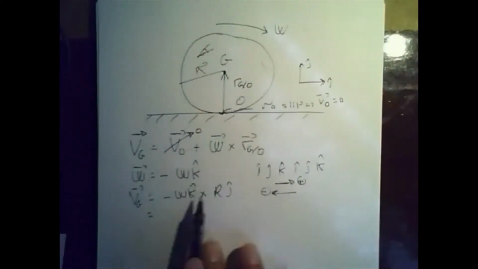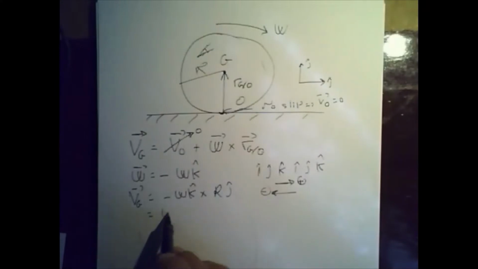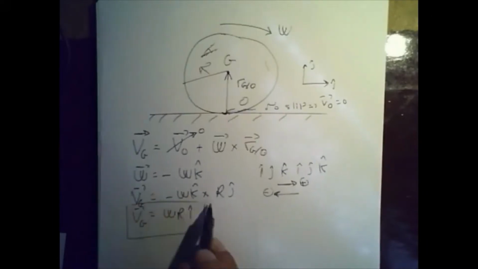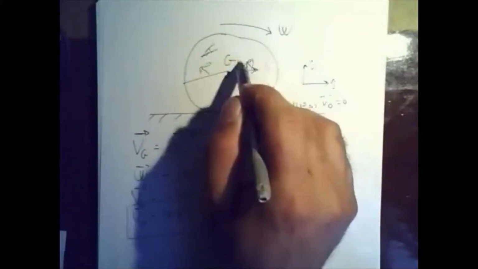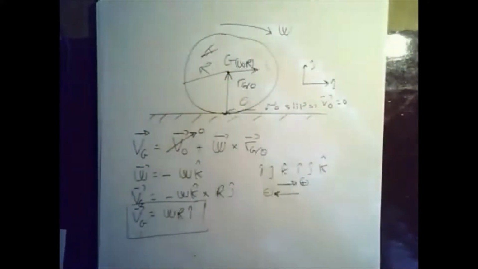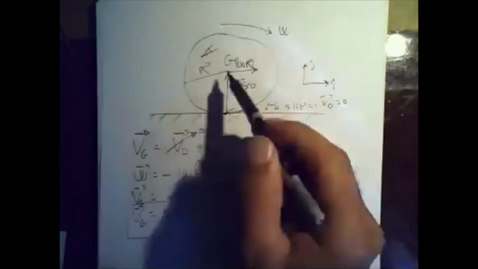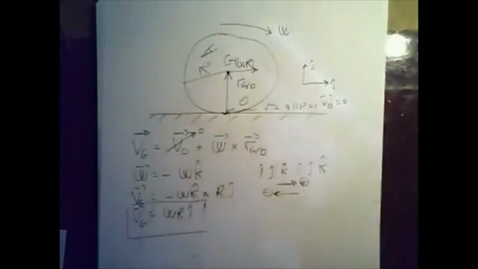minus I, but it's C I, minus I. So it's going to be omega R times I, right? So there you go. Here is your velocity at point G, which makes sense. If that wheel is rolling like this, then point G is going to have this velocity, which is equal to omega R in that direction, or theta prime times R. So here is how you can calculate the velocity of this point.